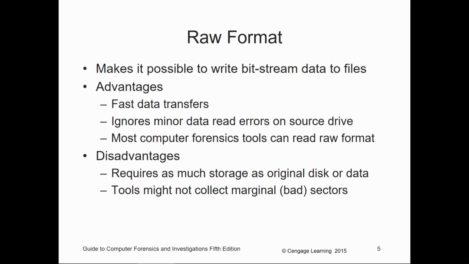Raw formats make it possible to write bitstream data to a file. Bitstream we talked about in Chapter 1. That way we can actually have a 100% copy. The advantages of raw formats are fast data transfer, it ignores minor data read errors, and most computer forensics tools can read that raw format. The big thing here is it ignores minor data read errors and just bypasses them or clones them.